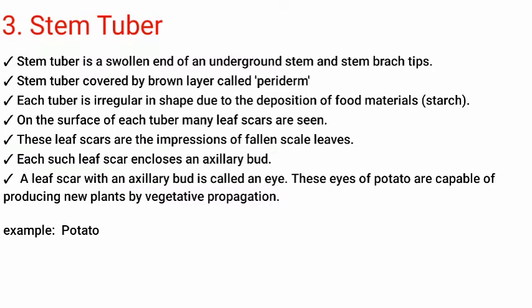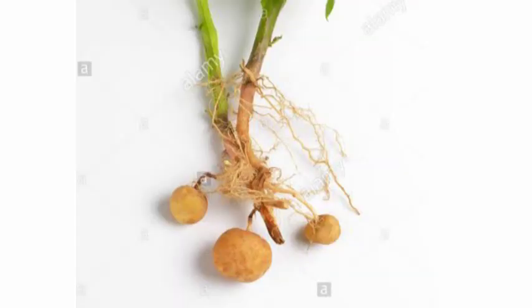These leaf scars are the impressions of fallen scale leaves. Each scale leaf scar encloses or represents an axillary bud. This axillary bud is called an eye, which helps in vegetative propagation. Example, potato. Let's see the diagrammatic representation.